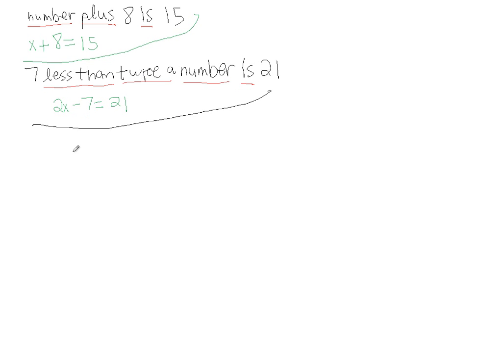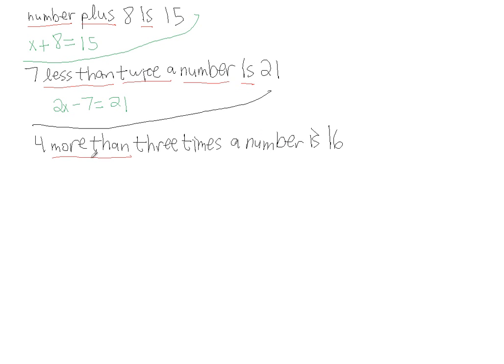Let's look at a few more of these. The next one we have 4 more than, say, 3 times a number is 16. Okay, 4 more than 3 times a number is 16. Let's pick out a few keywords. Well, up here we saw less than. Right here we have more than. So what do you think more than means? Oh, you got it right. That means we're going to be adding 4. So we're going to be adding 4 to some quantity. 4 more than something means add 4 to it.